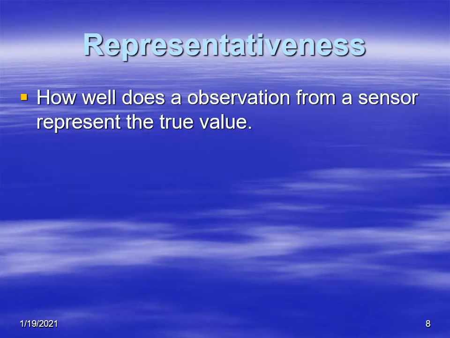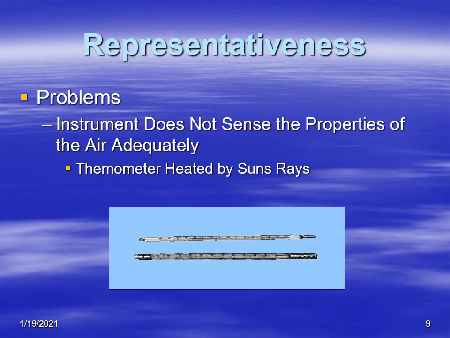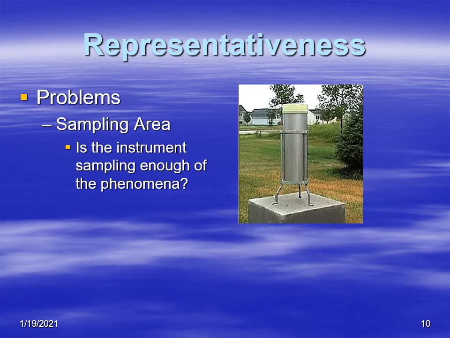Representativeness means how well an observation from a sensor represents the true value. Sometimes you make measurements and the measurements aren't really worth anything because there are other factors that are obscuring what you want to measure. Let's look at some examples. Let's say you have thermometers and you want to measure the temperature of the air, but you inadvertently leave the thermometers out in the sunlight. Well, what the thermometers are going to be measuring is the solar radiation coming in from the sun and not necessarily the air temperature. So that is an example of poor representativeness.